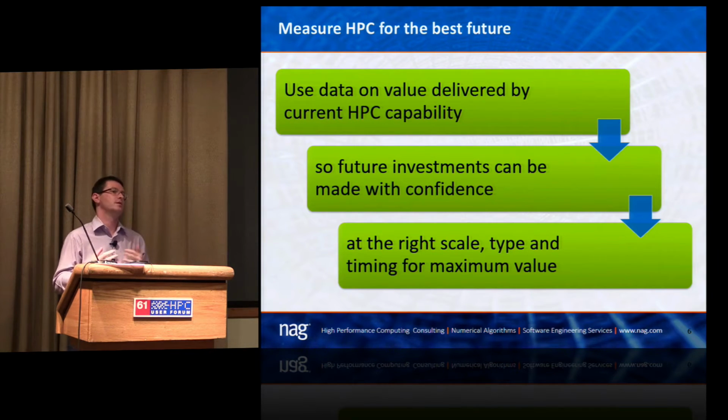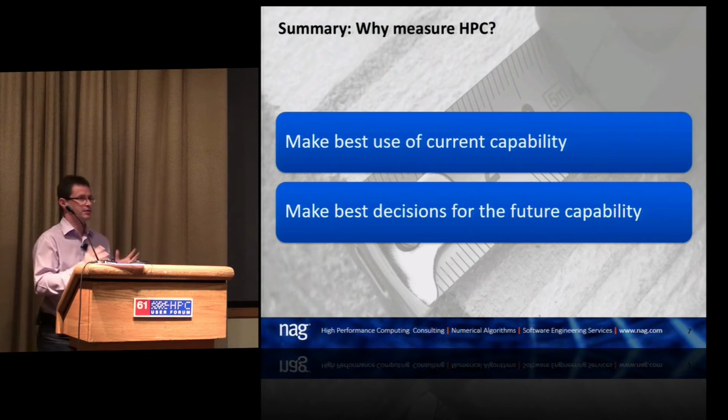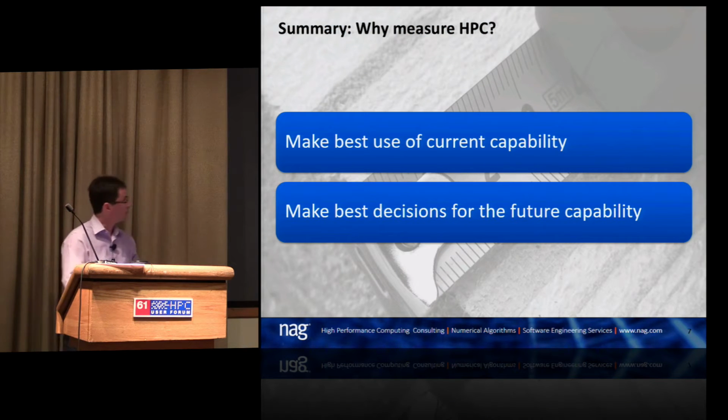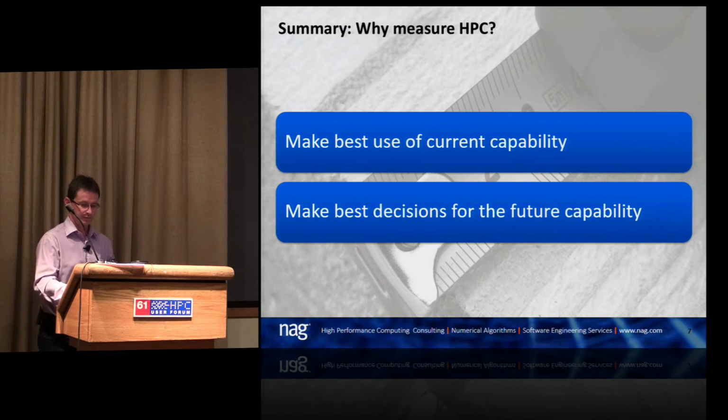And the other thing you might want to do is to make sure that the timing of those investments is correct so that you get maximum value into the business, either because you're trying to align it with internal project timelines within the company or expected growth of use within the company, or you're trying to meet specific technology deadlines that are out in the marketplace. So to summarize that first section of the presentation, the reason we measure HPC is so that we can make best use of the current capability and so that we can make the best decisions for the future capabilities.